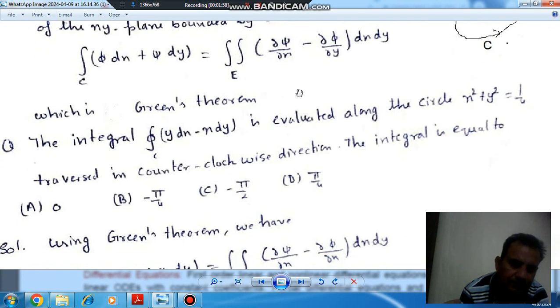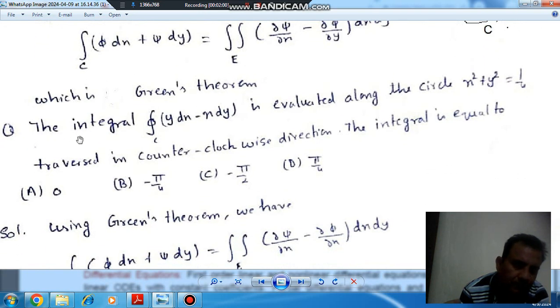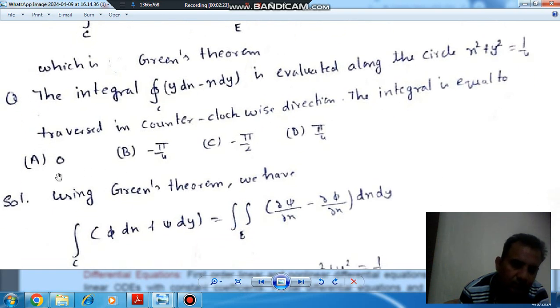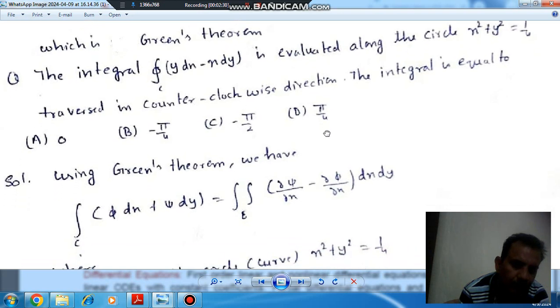Now we will solve one example based on Green's theorem. The integral over the closed curve C of y dx minus x dy is evaluated along the circle x square plus y square equal to 1 by 4, traversed in the counterclockwise direction. The integral is equal to: option A, 0; option B, minus pi by 4; option C, minus pi by 2; option D, pi by 4.